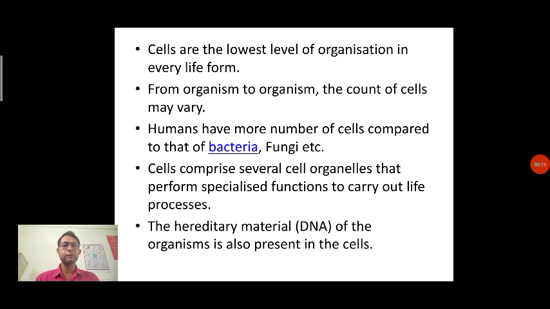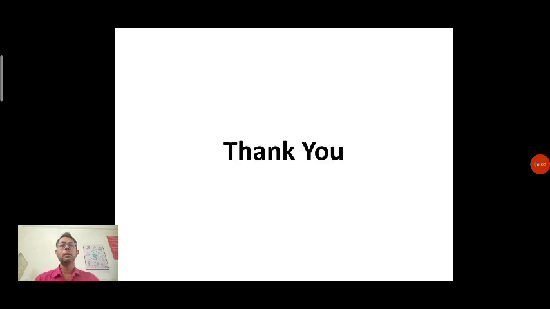A cell comprises several cell organelles that perform specialized functions to carry out a process, or what we call life processes. Every cell performs some particular function, and all of that together we call metabolism. The hereditary material, that is DNA, or in some cases RNA, of the organism is also present in the cell. So the cell is the most important unit which carries the genetic material with it also. So this is nothing but the cell, which is involved in different things.